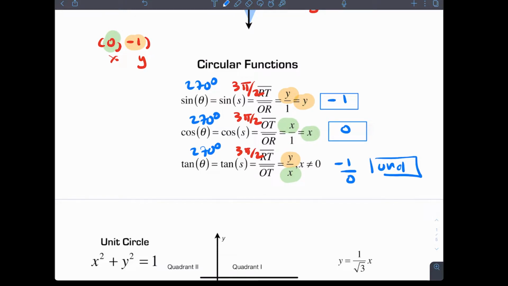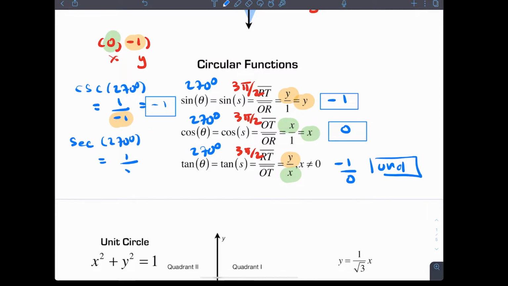And then you could get the reciprocals if you said, okay, the reciprocal of sine is cosecant of 270 degrees, right? So it'll be 1 over the y value, -1, which is -1. So always remember this is the y coordinate value. And then secant of 270 degrees is 1 over the x coordinate. That's the definition. And we know my x coordinate is 0. So you go, oh, 1 over 0 we know is undefined.